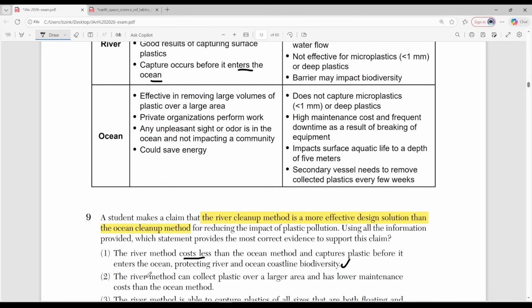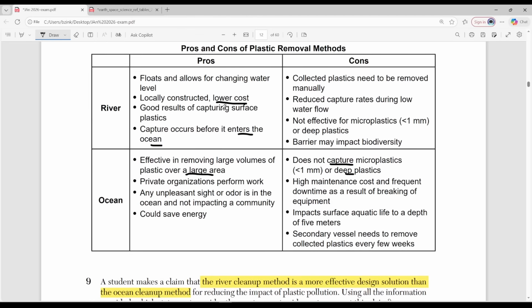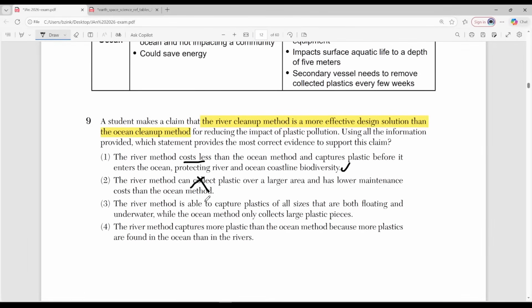We'll keep going. The river method can collect plastic over a larger area. Look, this is over a large area. Automatically wrong. I could just stop reading. I don't have time to finish reading that. The river method is able to capture plastics of all sizes that are floating and underwater. No, because this is good at surface plastics, not effective for deep plastics, so this is wrong.